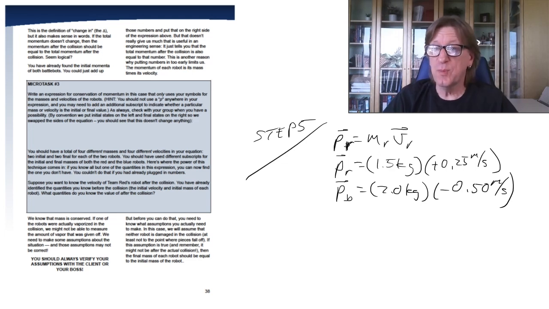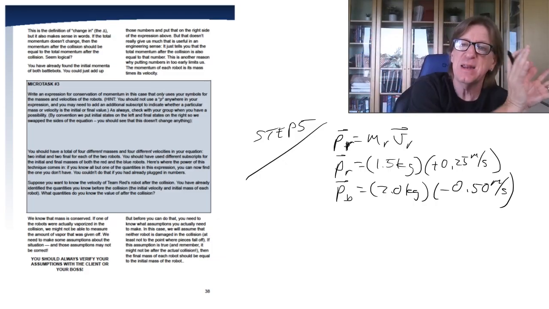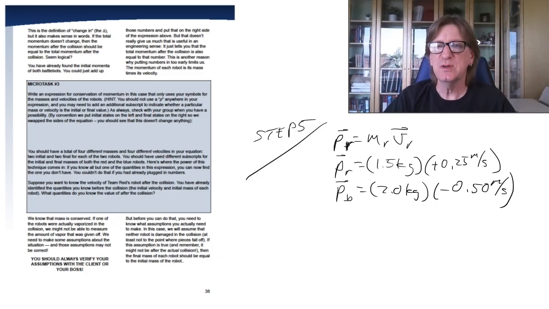Well, the blue robot is not only heavier, it's moving faster. Yes, it's negative, but that's a direction, so it's moving faster to the left. So you would predict then that the combined object would be moving towards the left in the negative direction. What that means is that my total momentum should be negative. Let's see if that's true.